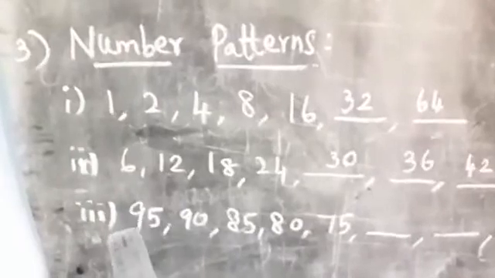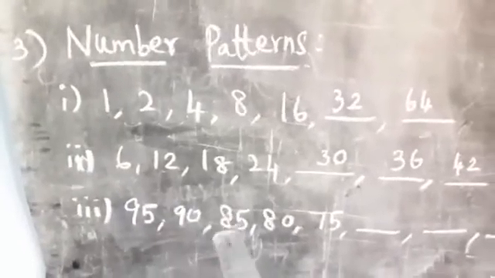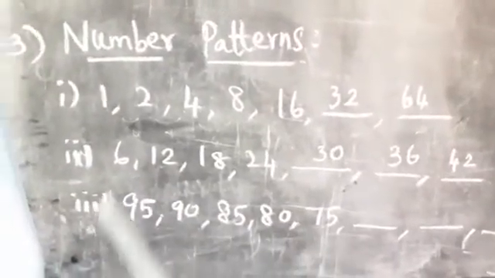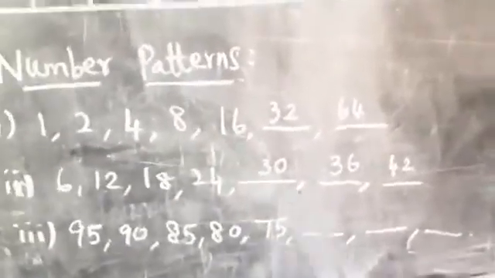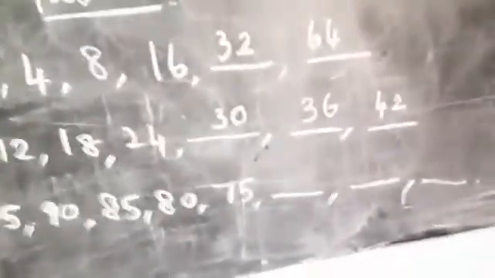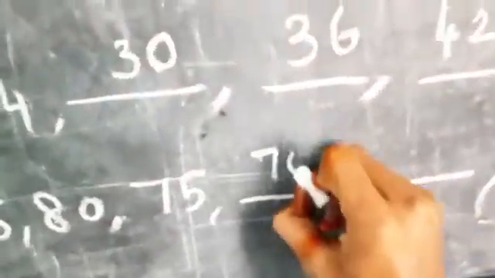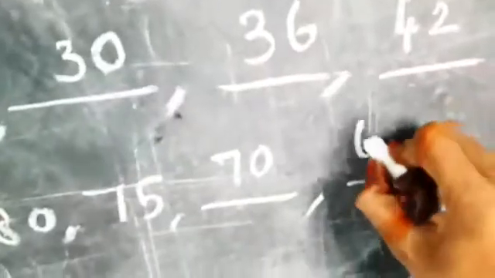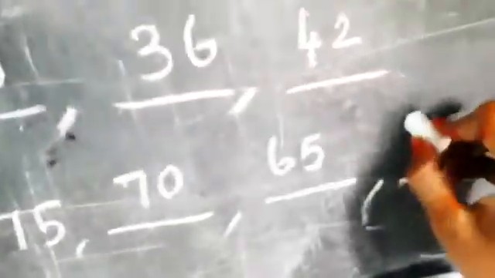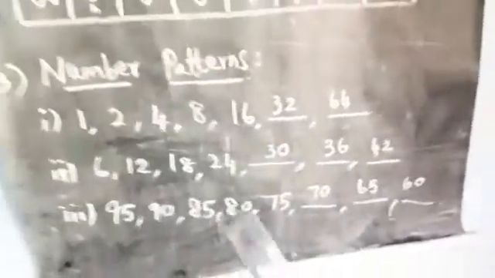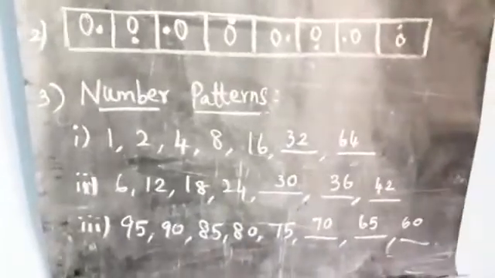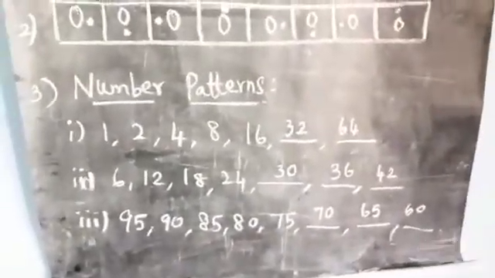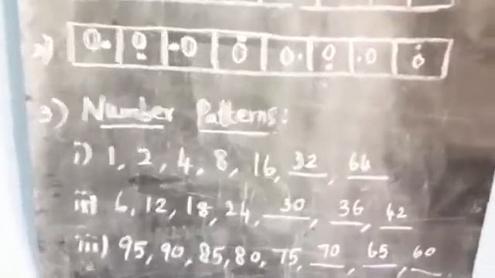Third one, look at 95, 90, 85, 80, 75, 70, 65, 60. Just decreasing by 5. That is a decreasing pattern, isn't it? So number patterns can multiply by 10, 2 or 3, 6, or be increasing or decreasing numbers. That is called the numbers pattern.